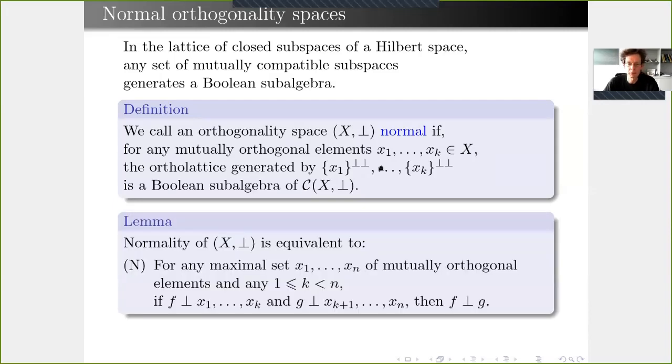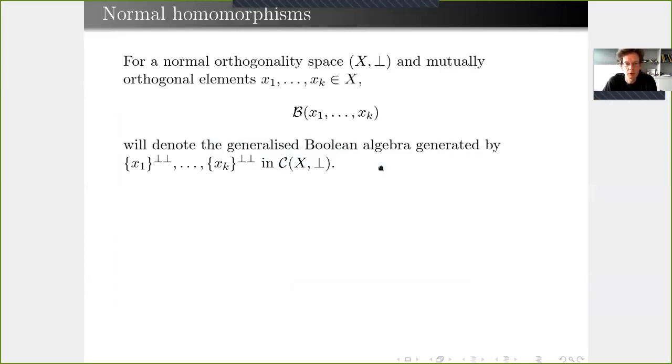This is a property which certainly does not refer directly to the orthogonality space, but it's possible to formulate it in an alternative way, namely if you have a maximal set of mutually orthogonal elements, and an element that is orthogonal to a subset of these elements and another one that is orthogonal to the remaining ones, then these two should be orthogonal. By the way, AC spaces, which are those orthogonality spaces, as I said, leading to orthomodular lattices, are normal, but the converse does not hold. For normal orthogonality spaces, it does make sense to require a morphism to fulfill further properties, not only the preservation of the orthogonality relation.